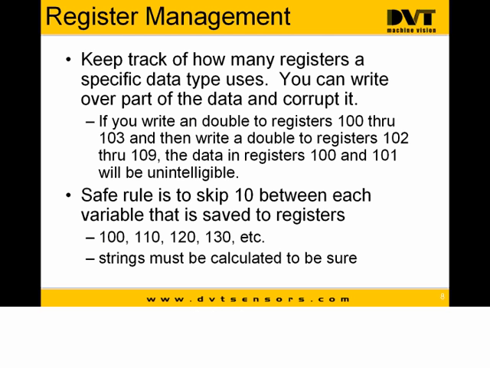The safe rule, like making every variable a double, the other kind of cardinal rule with this is to skip 10 registers between each variable. So write something to register 100, then go to 110 and write something else, 120, write something else. However, with strings, each character, including spaces, takes up 1 register. So we need to calculate those out specifically.